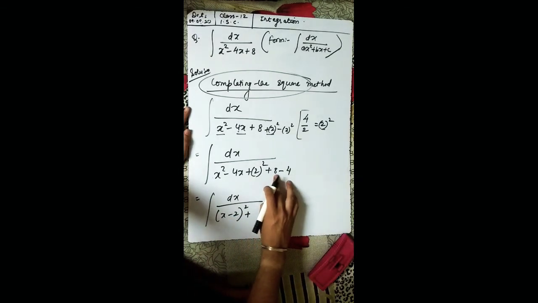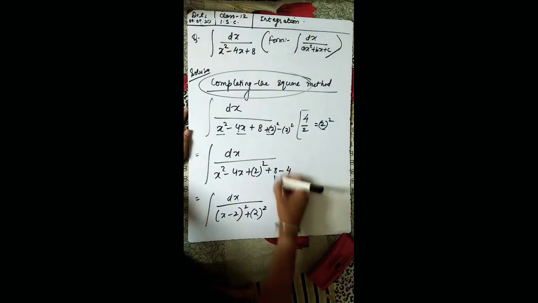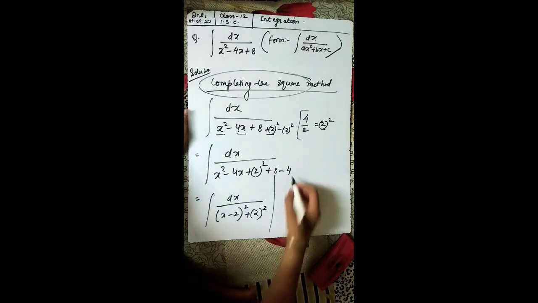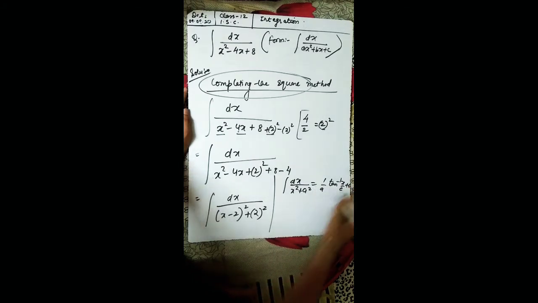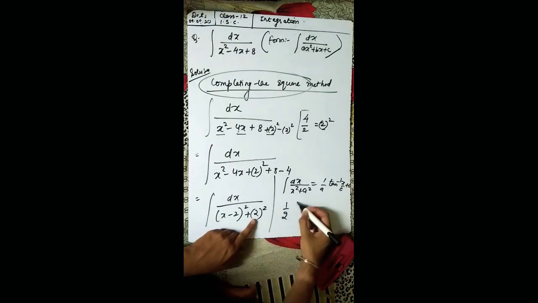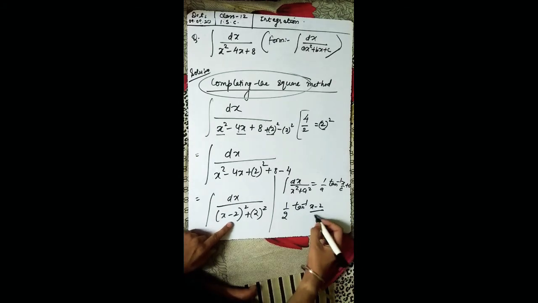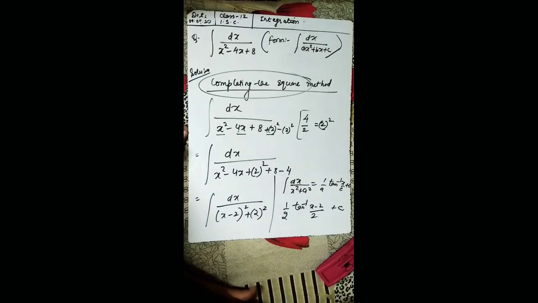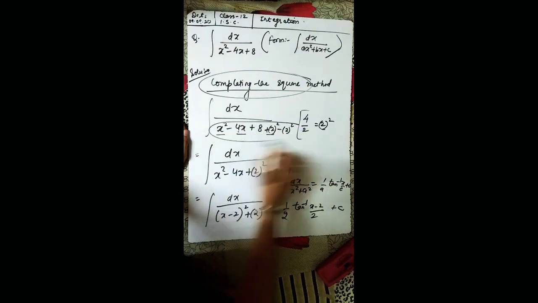Plus 8 minus 4 is what? 4, which can be written as 2 square. Okay. Now, isn't this very easy for us to solve? Because we know the integration of 1 upon x square plus a square, which is 1 upon a tan inverse x upon a plus c. So in place of a we have 2, so 1 upon 2 tan inverse, in place of x we have (x minus 2) upon 2, plus c. That's it.